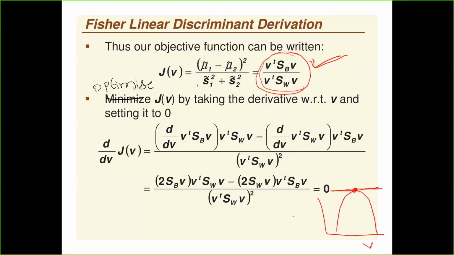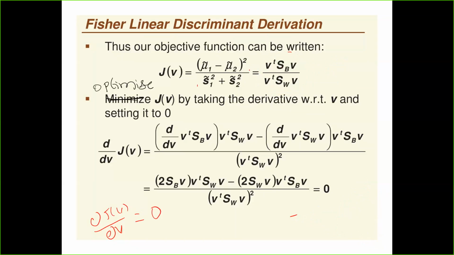This is J of v and this is v, and the slope of the function at the optimal point is 0. And how do you get the slope? Derivative of J of v with respect to v, you will get the slope. So if you want to get the optimal point, take the derivative of J of v with respect to v and equate that to 0. Okay, so this is our J of v. So take the derivative of this with respect to v. When you take the derivative of this with respect to v and equate that to 0, you will get the optimal point.